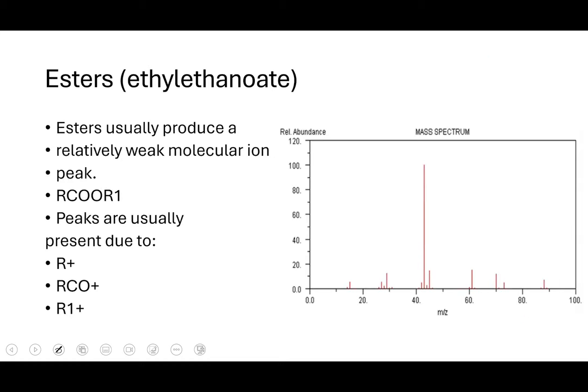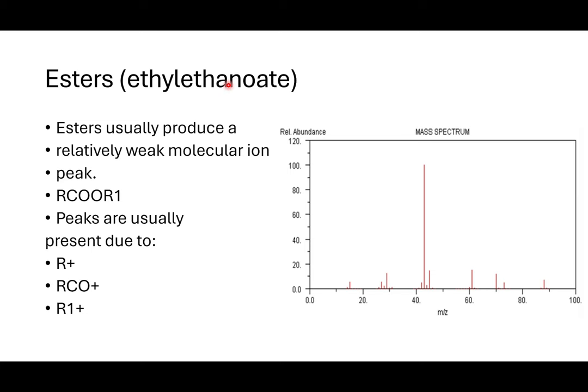So let's look at this. Esters now, using the example of ethyl ethanoate, esters usually produce relatively weak molecular ion peaks. If I use my pointer now, look at the molecular ion peak here. Really, really tiny. Our RCOOR1 group would be there, and that peak would be our molecular ion peak, because that is the ester overall. The peaks that are now present are the R plus peak, our RCO plus peak, and our R1 plus peak.